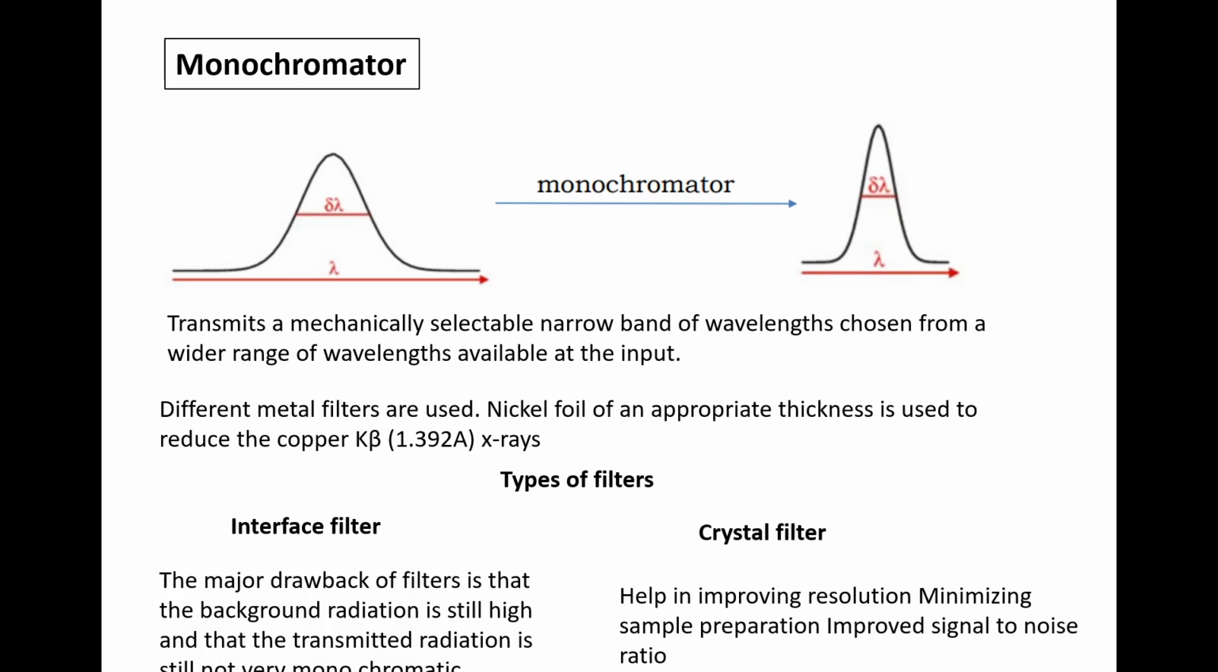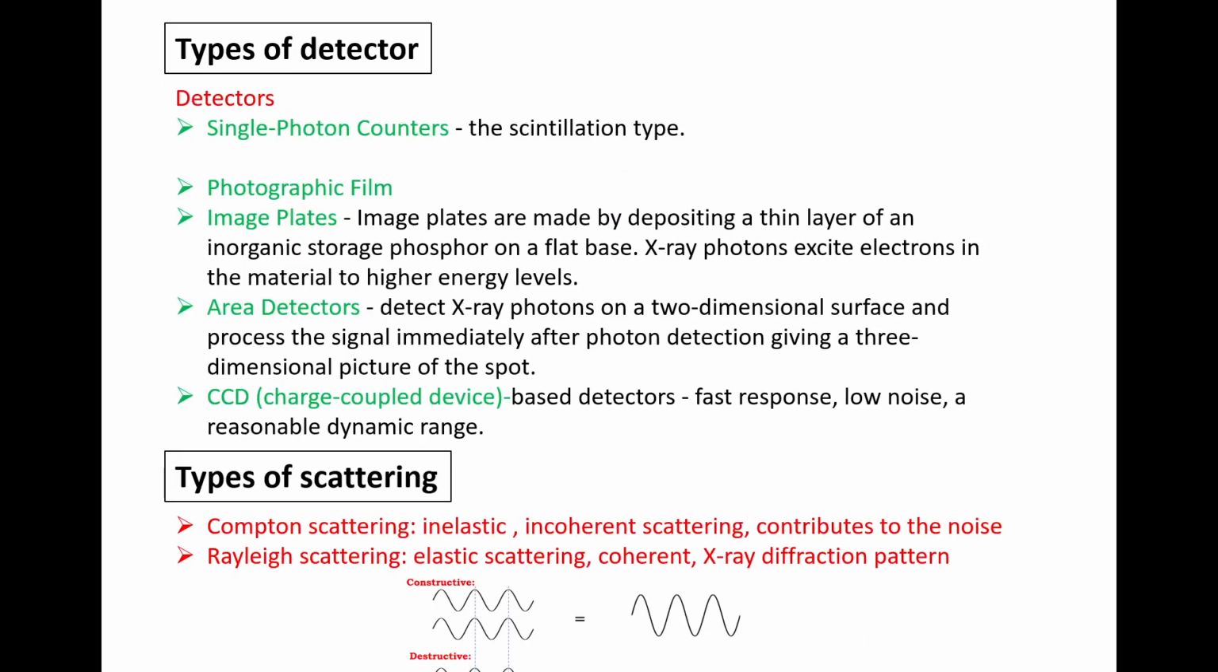Okay, so these are the different types of filters. Now we have talked about how to reduce the noise in the X-ray generation source, then in between, and now we are going to the detector part. There are different kinds of detectors, with different properties, and different detectors are used for different purposes. Like there are single photon counters, which are of the scintillation type, or there can be photographic film, which are image plates.